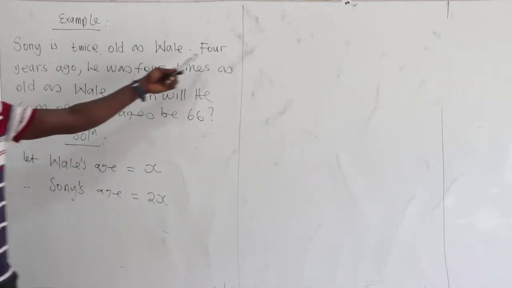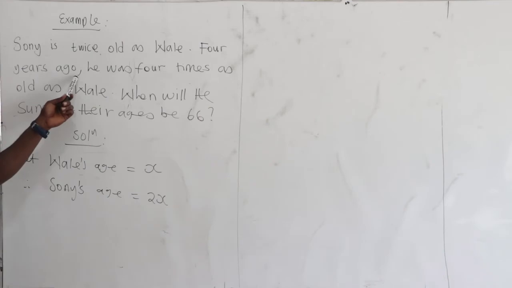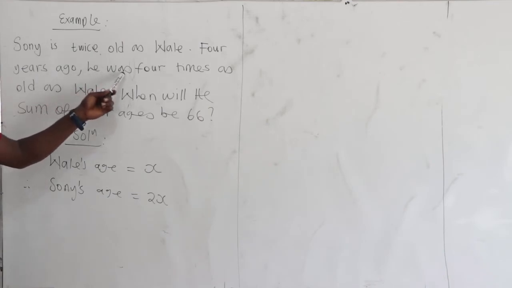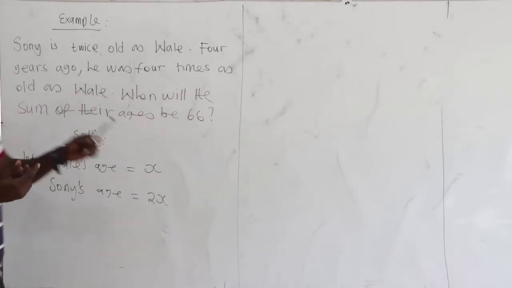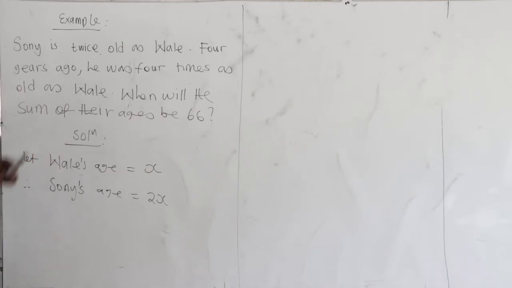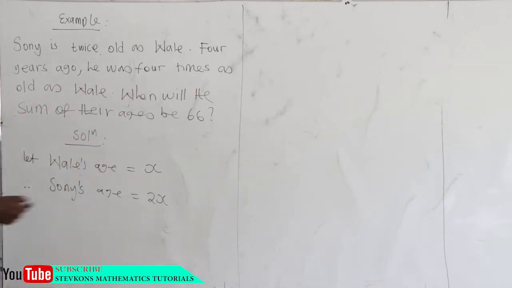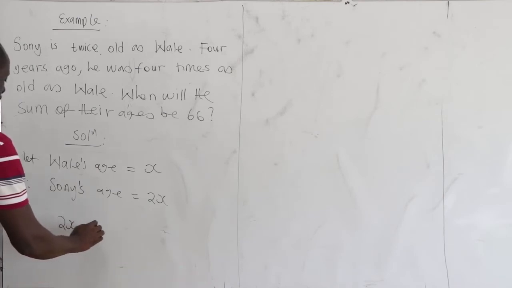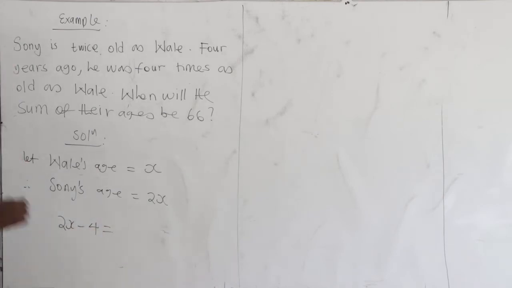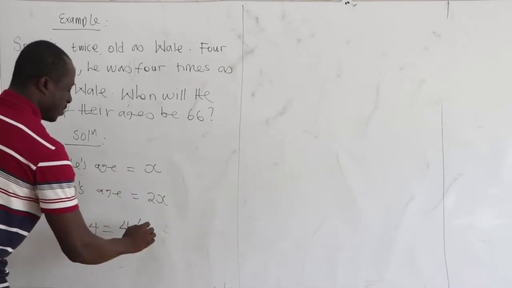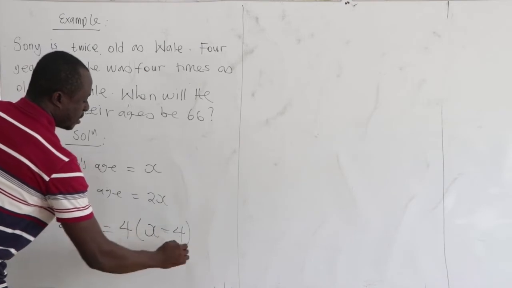Now let's see. 4 years ago in the past, Sonny was 4 times as old as Wally. So it says that he was 4 times as old as Wally. Now, so Sonny's age 4 years ago, that was 2x minus 4. Now you're going to 4 times, so that is 4 times as old as Wally. Wally's age 4 years ago, that's x minus 4.